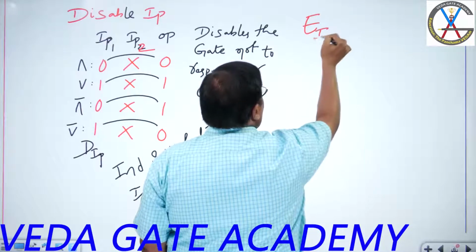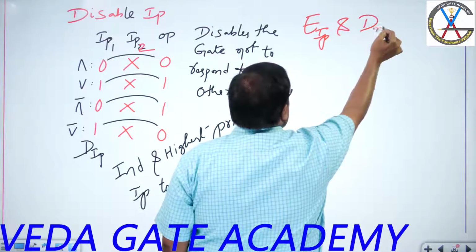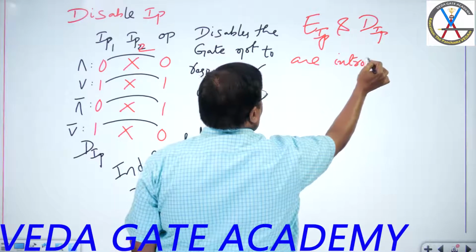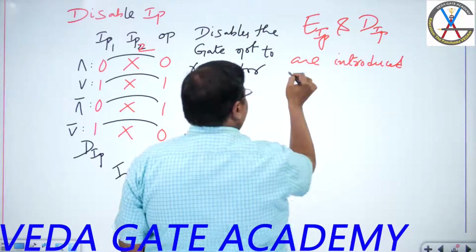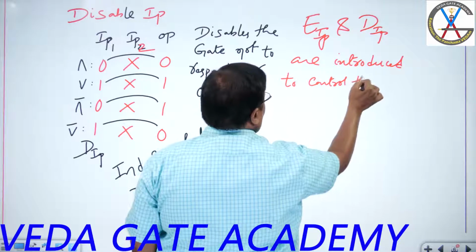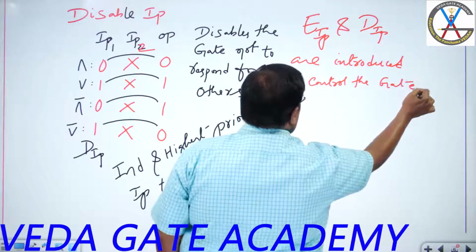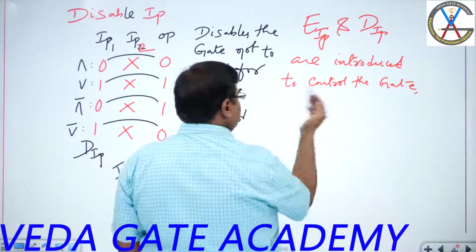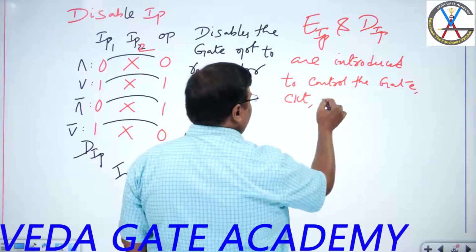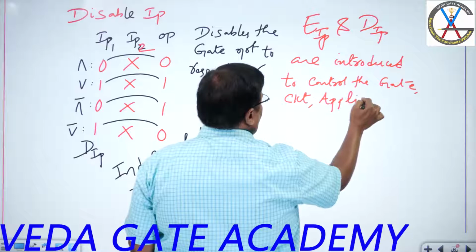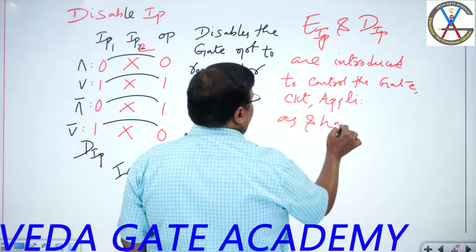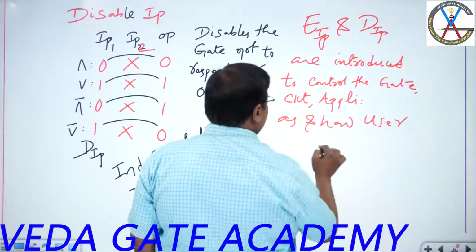Enable and disable inputs, E input and D input, are introduced to control the gate. So whenever you are controlling the gate, it is as well as controlling the circuit. When you are controlling the circuit, it is as if you are controlling the application, as and how the user wants.